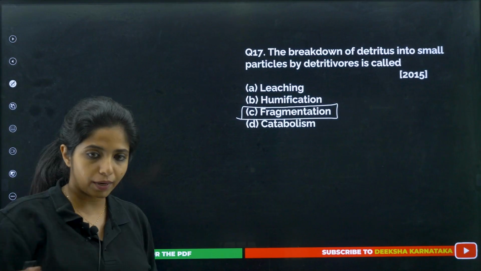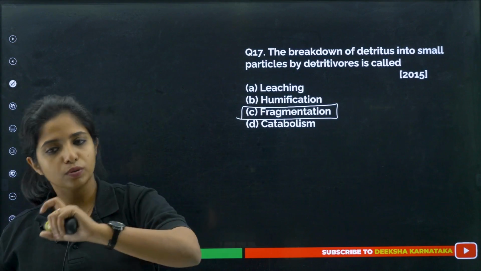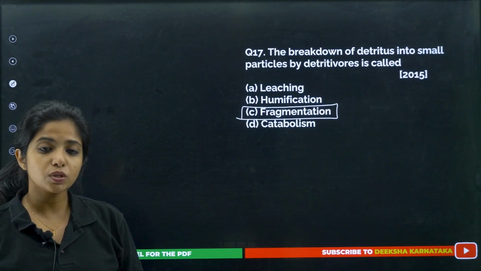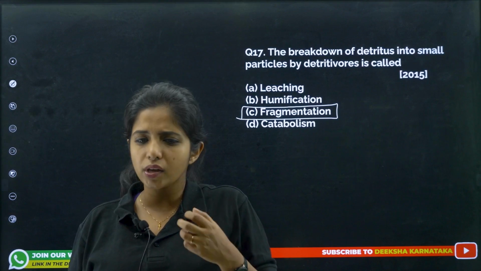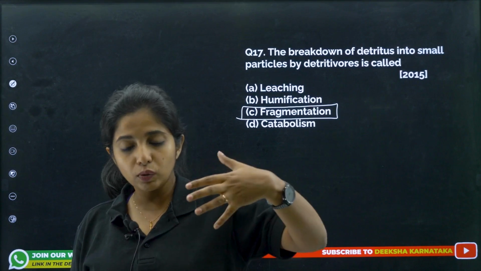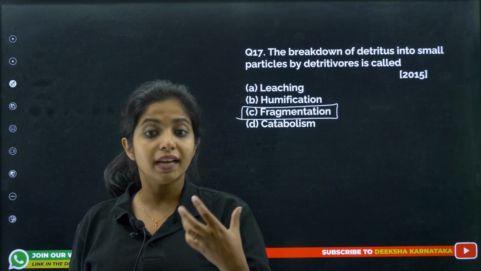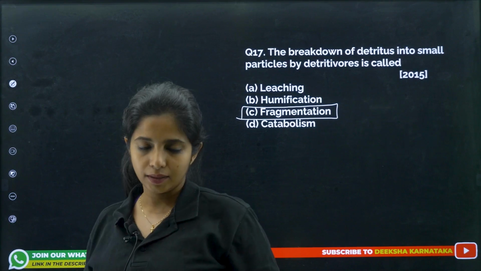Catabolism is the process of total breakdown. Okay, when you say total breakdown of the big things into smaller things in a general way, that is known as catabolism. Leaching is when detritus is broken down, there might be some inorganic substances which will be seeping into the soil. This process is known as leaching, and these inorganic substances go into the soil, become rock and things like that.